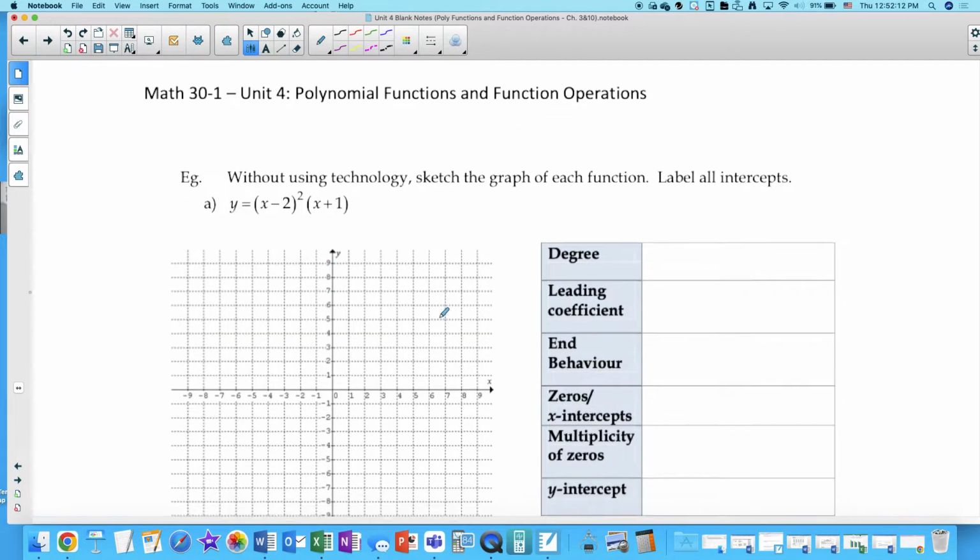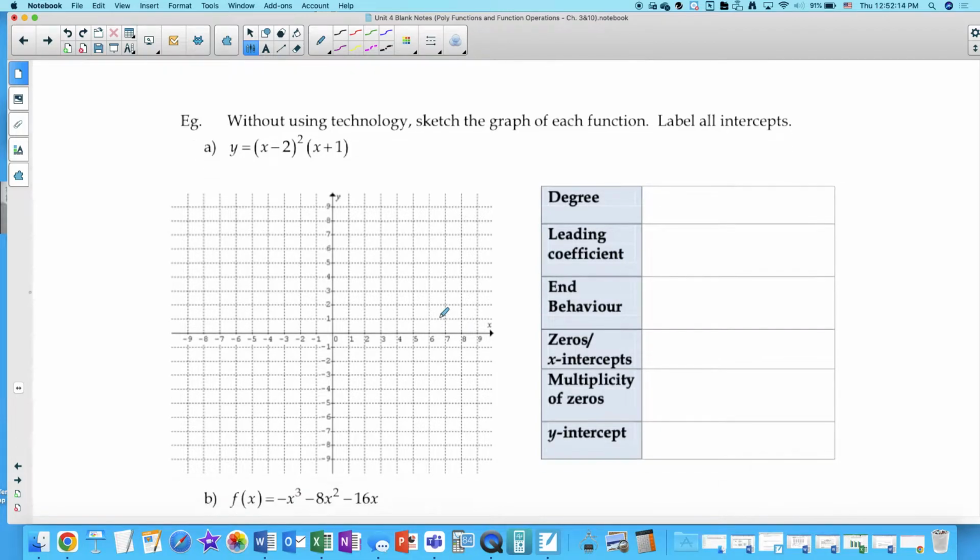Let's look at this question. So now our goal is to be able to graph this without technology. Okay? So there are a couple of important things that you need to think about when you're graphing this without technology. Number one, and some of these are sort of in no particular order, what is the degree of this function? 3. And what's the sign of the leading coefficient? Positive. If we were to expand it, it would be +1.